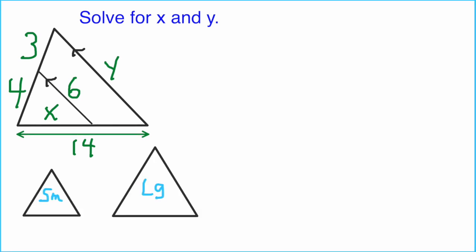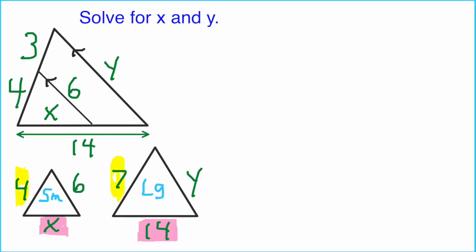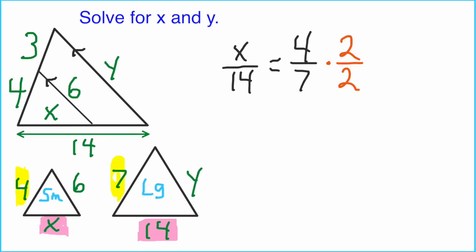Separate triangles, mark the small one, mark the large one, making sure that you added the 3 and the 4. Some extra highlightings can help you make sure you get the right sides matching up when you make your proportion. Just multiply the right by 2 and you get your answer for x.